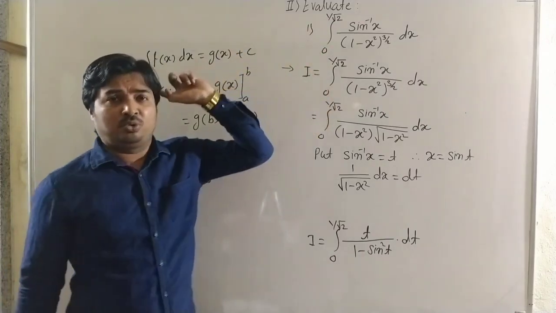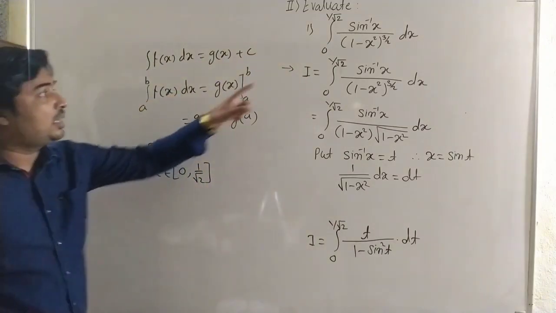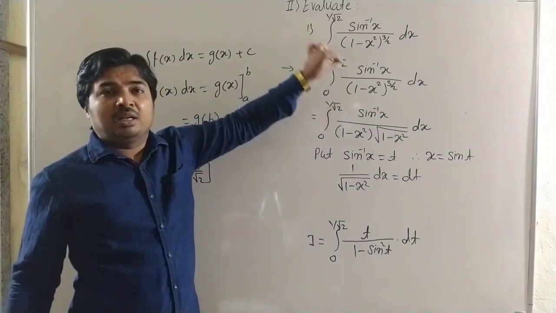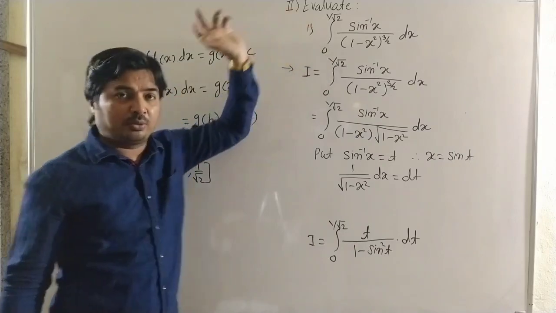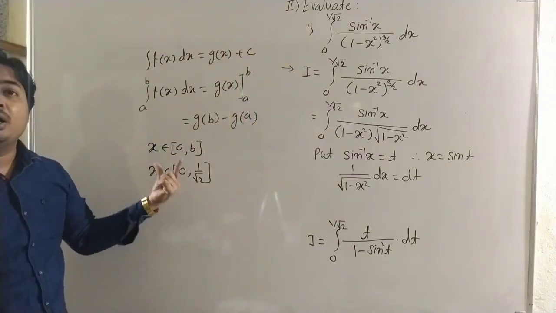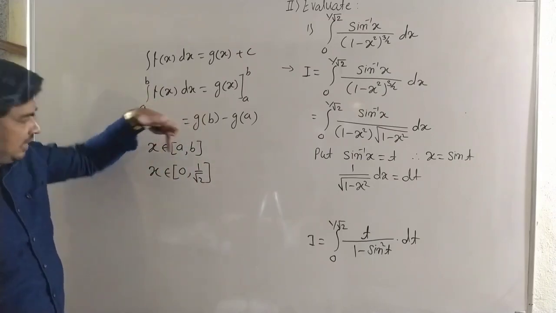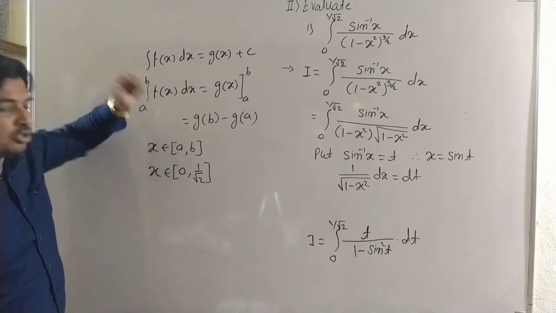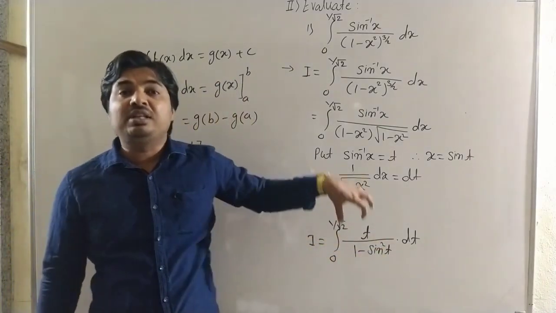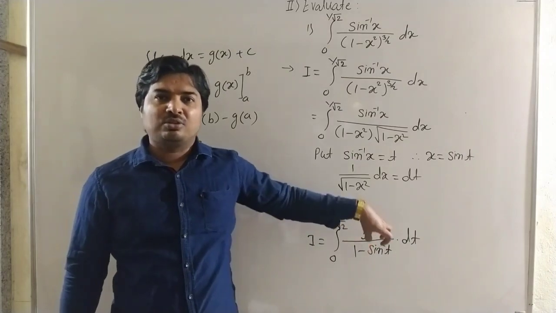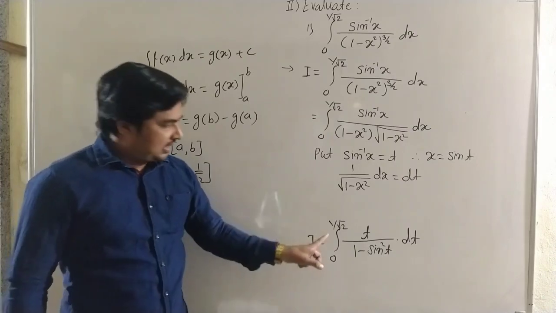What is 0 to 1 by root 2? It is all possible values of x. It is the domain of x for this example, 0 to 1 by root 2. In general, 0 to b, it is all possible values of x. But this is a function of t, and x is the values. It is f of t.